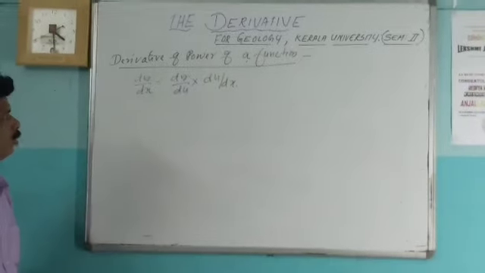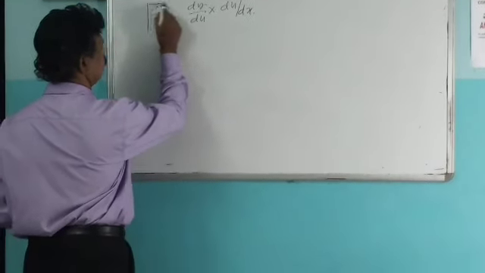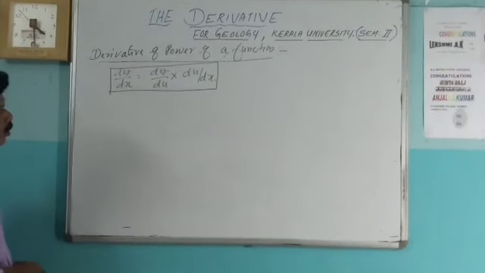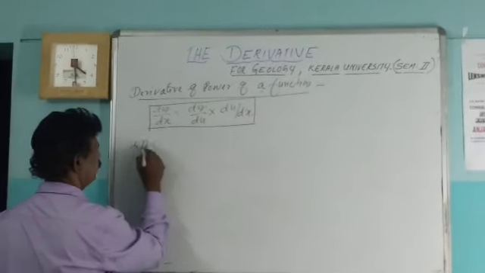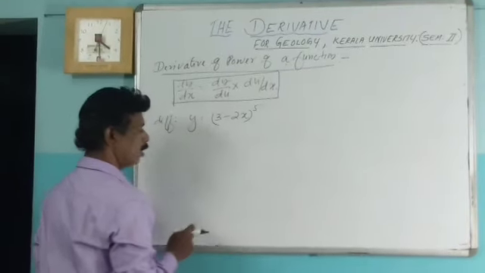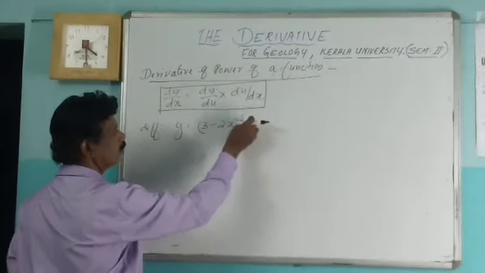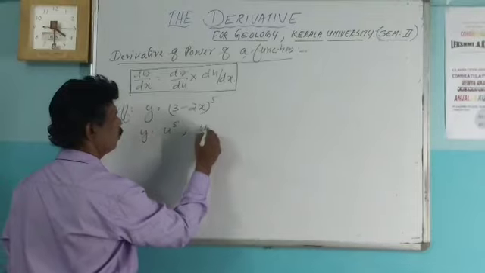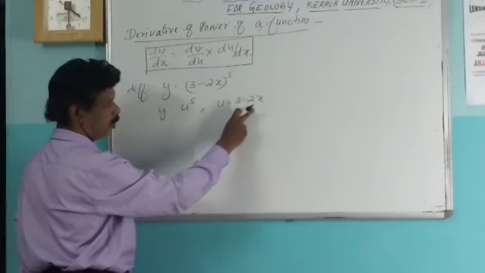Next portion: derivative of power of a function. Here we have to remember one formula: dy by dx is equal to dy by du into du by dx. For example, differentiate y equal to (3 minus 2x) the whole raised to 5. Here we have to differentiate 3 minus 2x, and also this power term. So first of all we consider y equal to u raised to 5, where u equal to 3 minus 2x.